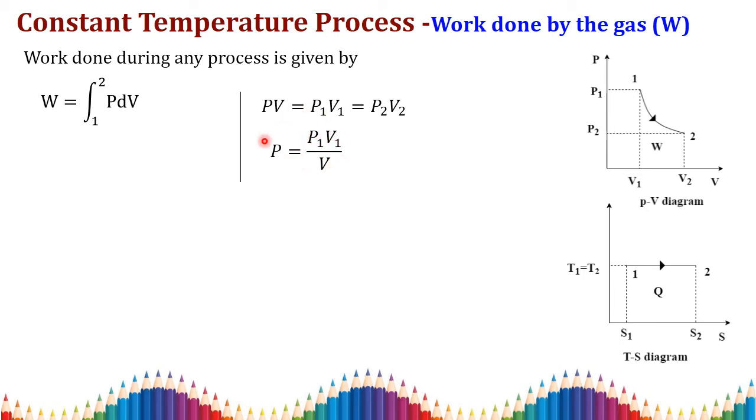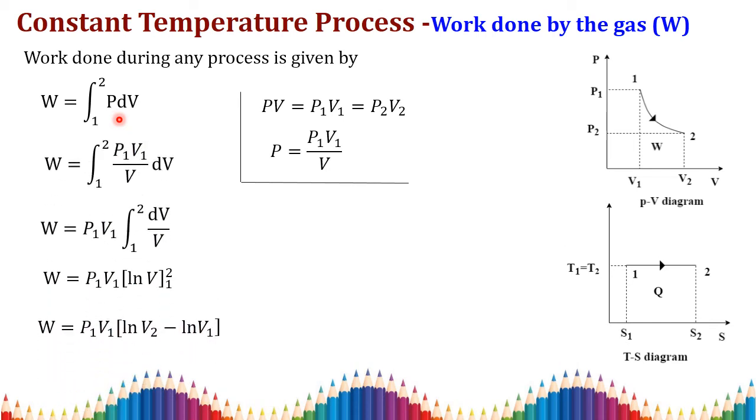Substitute this pressure value in the integral term. Then you get work done equal to the integral from 1 to 2 of P1 V1 by V into dV. As we all know, this P1 V1 is equal to constant, P2 V2 is equal to constant. So you take this constant term outside.